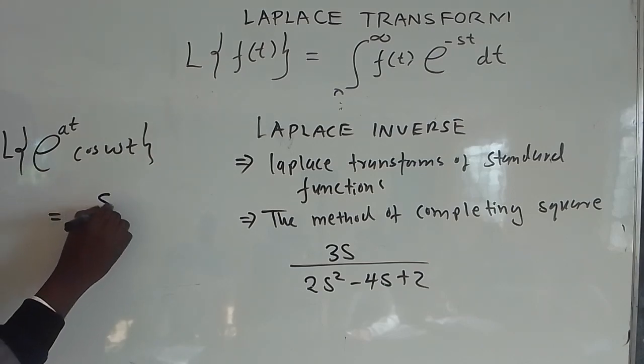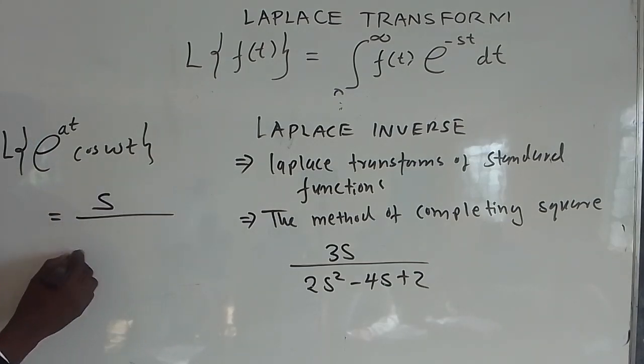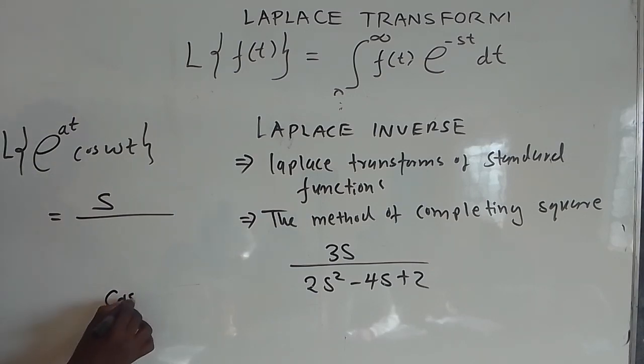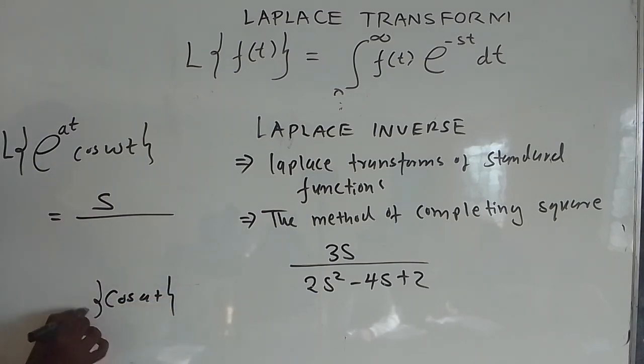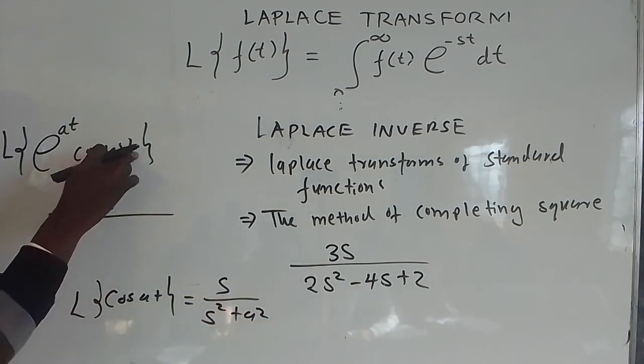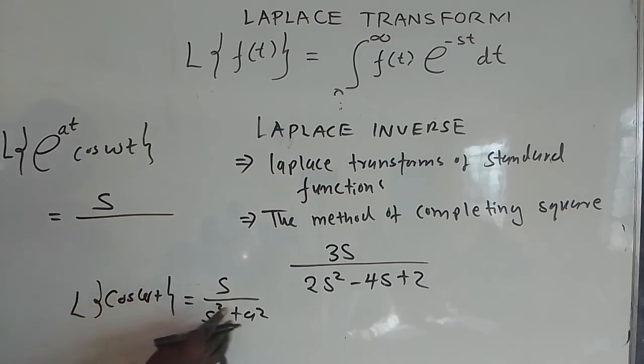So you know cos was s over. The moment you are looking for the Laplace transform of cos at, you got s over s squared plus a squared. But now we have cos wt, meaning instead of a, we put w, isn't it?